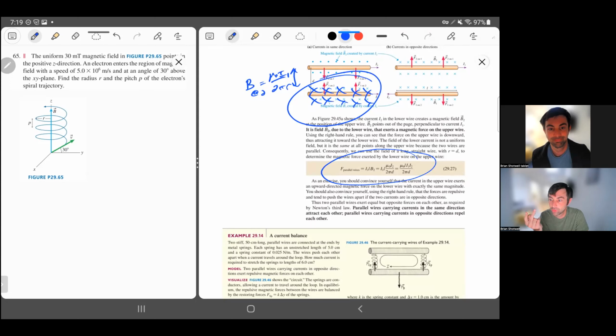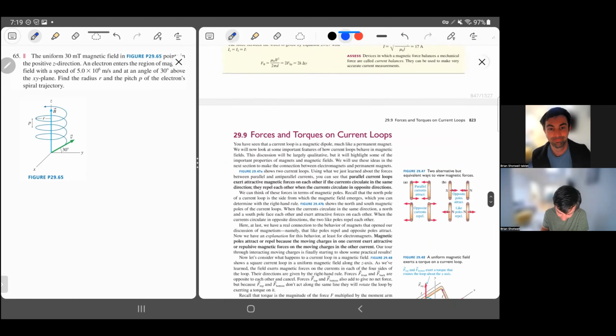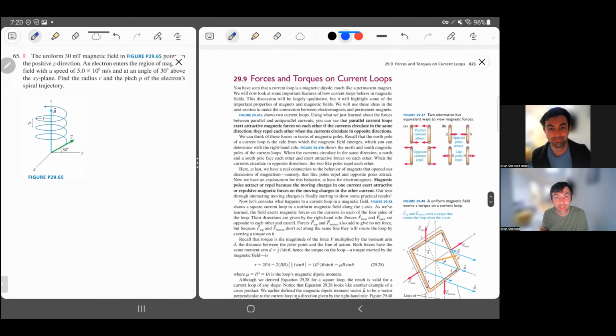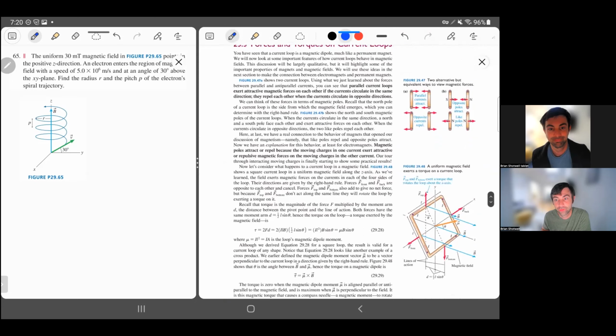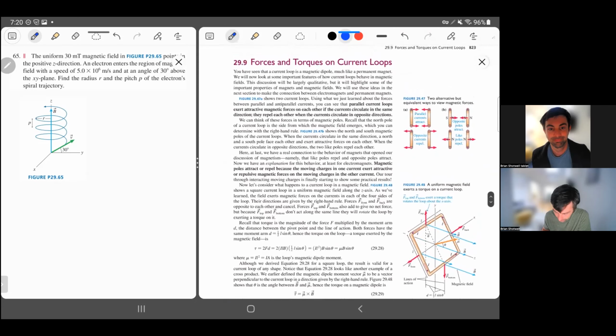Notice how it's symmetric between I1 and I2. It has to have the same magnitude for the two, which makes sense from Newton's third law. So the force from 1 on 2 has to be equal and opposite to the force on 2 from 1. I think I said that in the right order. Okay, the final section has to do with forces and torques on current loops.